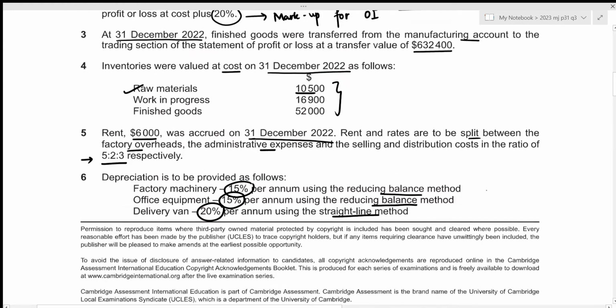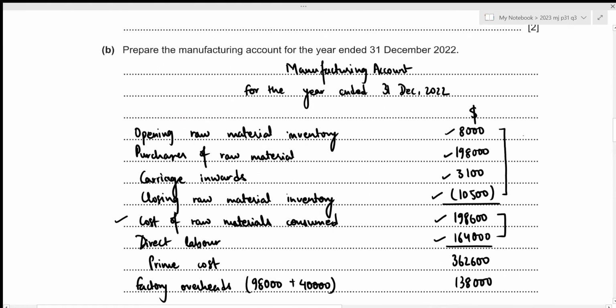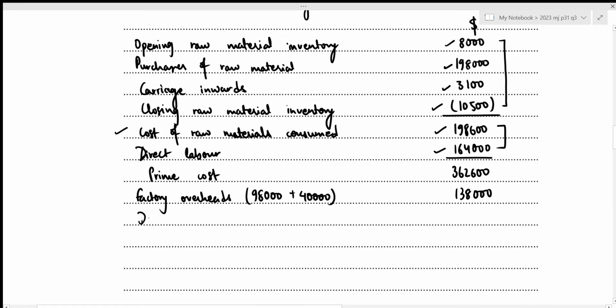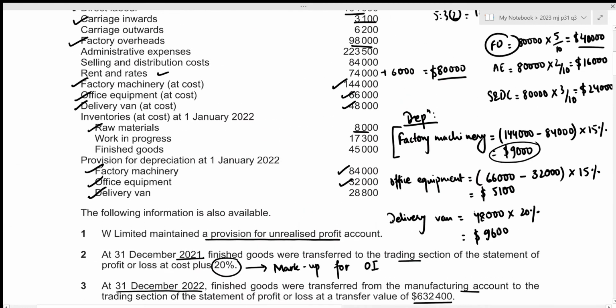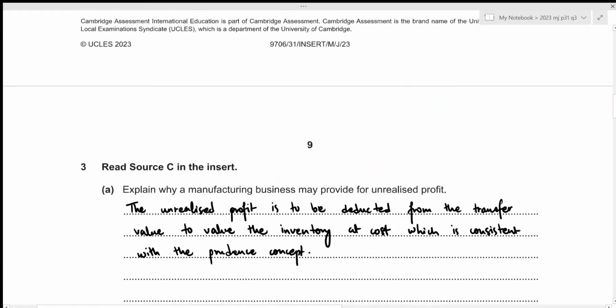And also remember that we figured out the depreciation cost for our factory machinery. This is to be included within our manufacturing account. So we need to include this 9,000 as our depreciation on factory machinery. So we have depreciation on factory machinery, and that's of 9,000. Okay, I don't think we're given any other factory overheads. Yeah, that's all.